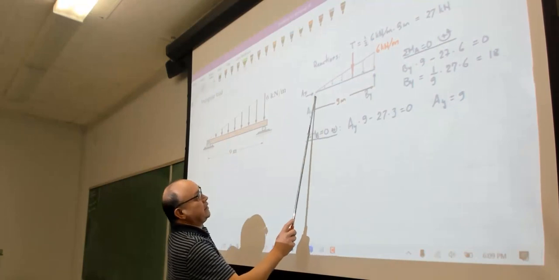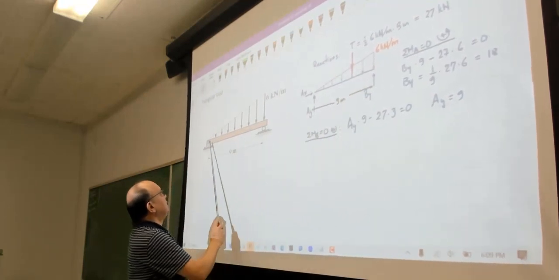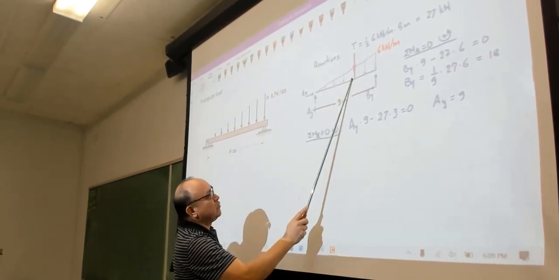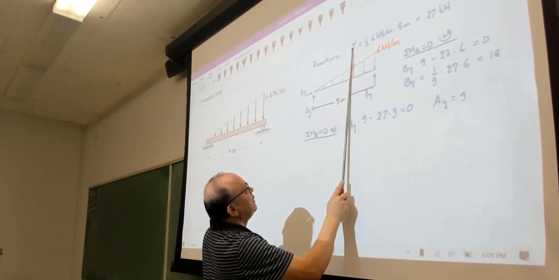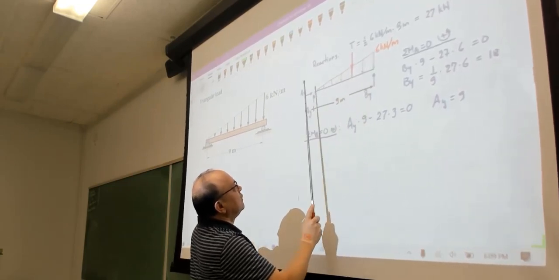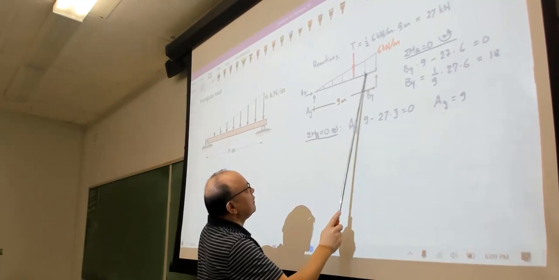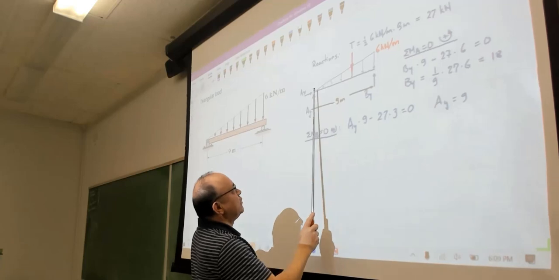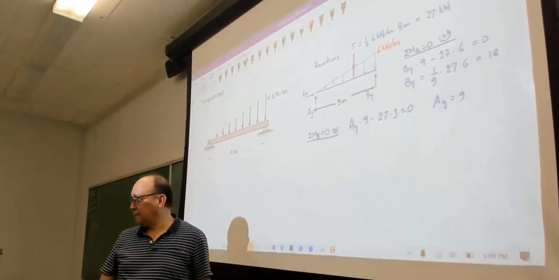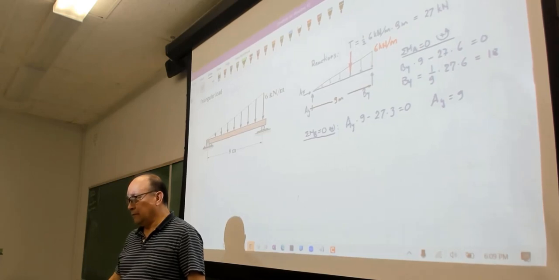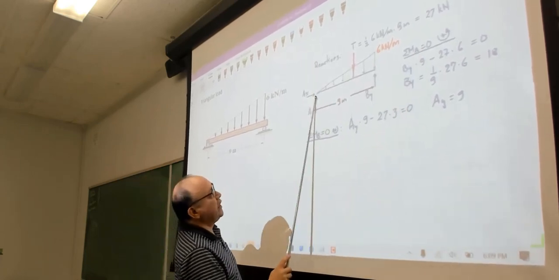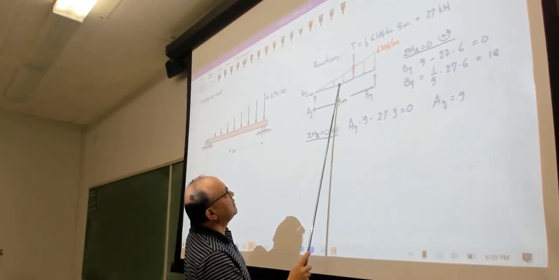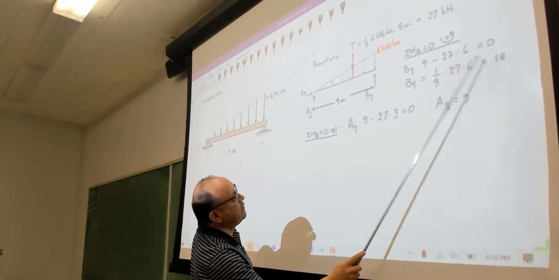This is your free body diagram, right? To calculate reactions, you have to replace distributed loads by concentrated loads. So this is a triangle, that's what I call this T. It is one half of this times this, the area of the triangle. So it's 27 kilonewtons here at two thirds or one third, right? So summation of moments about point A will be this times 9 minus 27 times this distance, which is 6. That gives you 18 here.